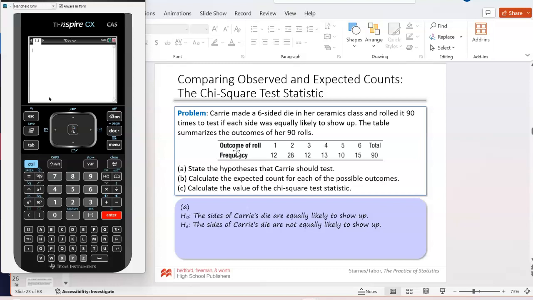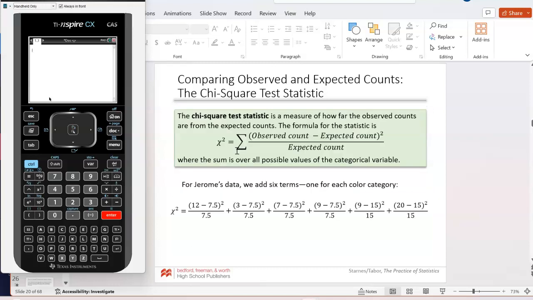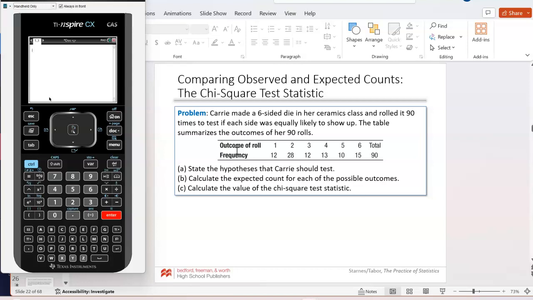Okay, so calculate the expected count. Again, you're going to plug into that formula, the observed minus expected squared. For the first one, if you think about 90, it's 1/6 of 90. So what is that? If you do 90 times 1/6, you get 15. So we would really expect 15 ones, 15 twos, 15 threes, 15 fours, 15 fives, and 15 sixes. We expect 15 every time.